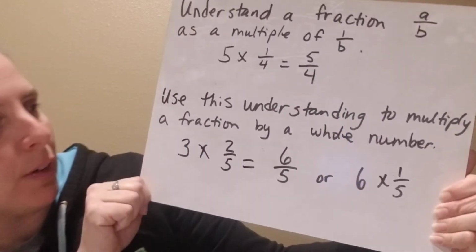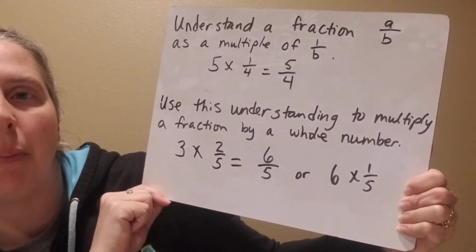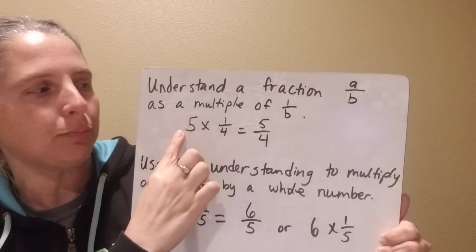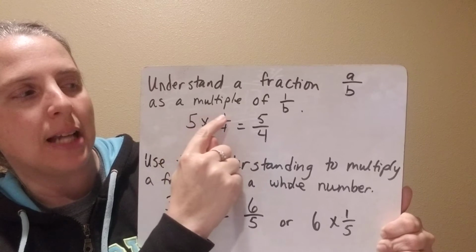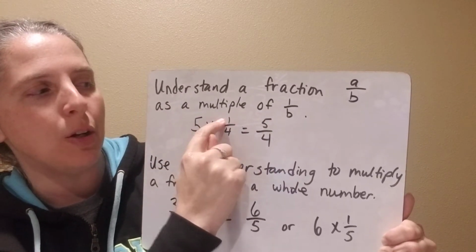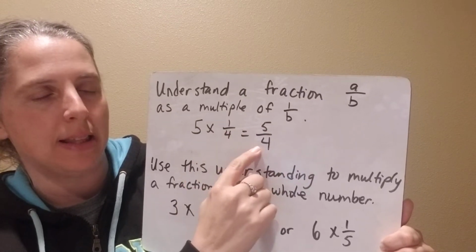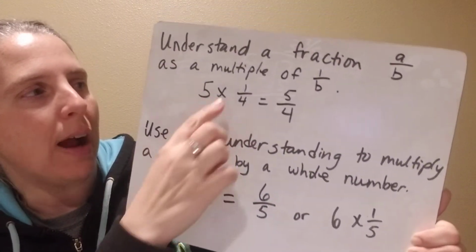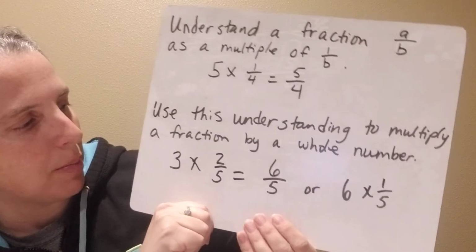We're going to take it a little bit further, and we're going to use that understanding to multiply a fraction by a whole number. Okay, so we're going to look at it the same way we did right here. 5 times 1/4, you multiplied the whole number times the numerator. Put the answer in the numerator, but the denominator stayed the same. I'm going to show you why in a minute. We're going to do that with other fractions that don't have 1 in the numerator.